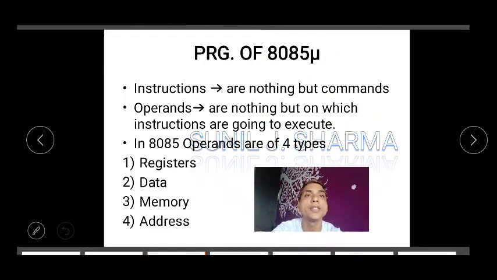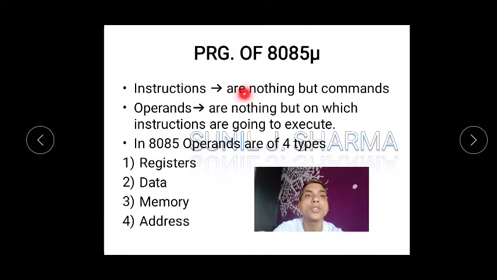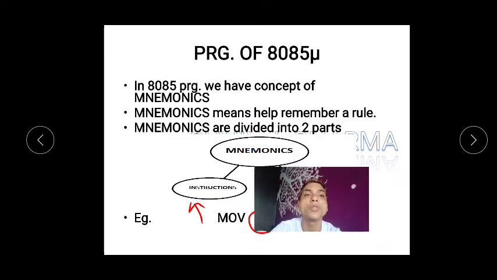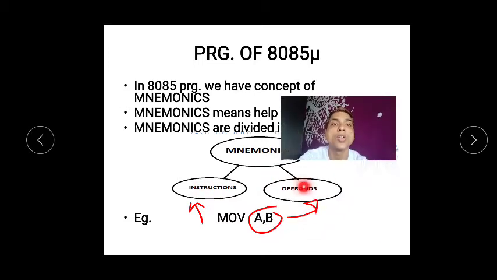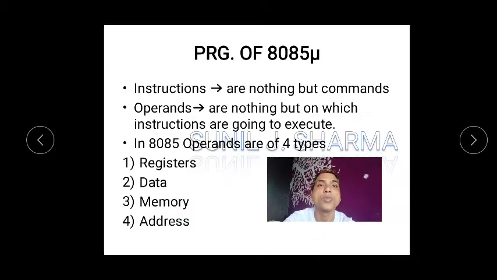As the name indicates, instructions are nothing but the commands. In the previous slide you have seen instructions and operands, so I'm just trying to explain what instructions are. Instructions are nothing but commands, and operands are nothing but that on which the instructions are going to execute. Suppose if I tell you to stand up, I think you will not react, because you will think that it is told to someone else.